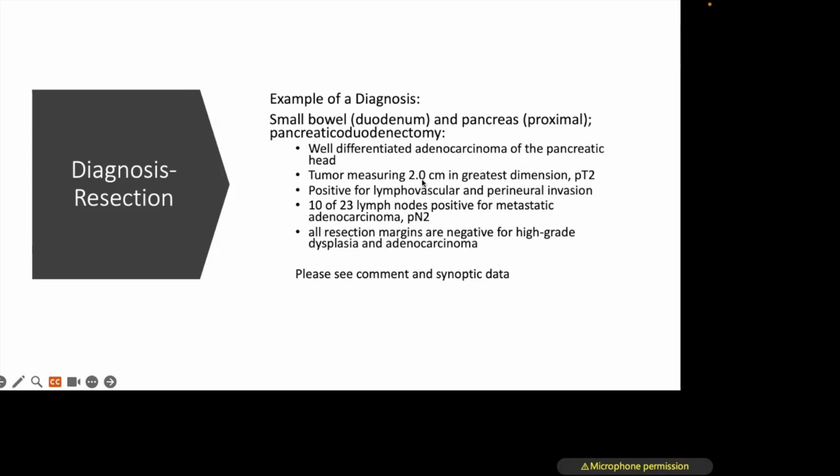We have the pT stage, so remember it's size in pancreatic ductal adenocarcinomas. And then we have whether it's positive or negative for lymphovascular or perineural invasion. We'll talk about what that is a bit later. The number of lymph nodes involved, the status of the resection margins, and whether there's an absence or presence of high-grade dysplasia or adenocarcinoma.